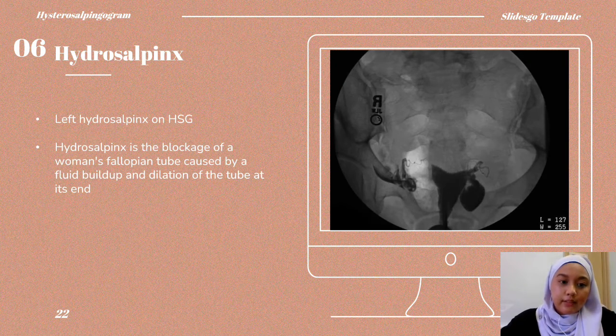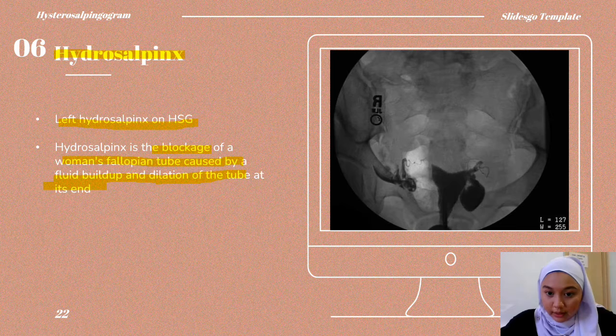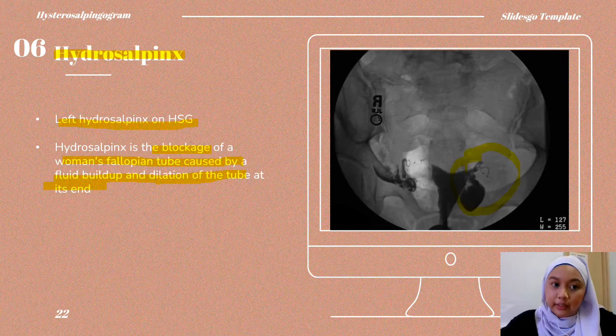And lastly, we have the hydrosalpinx, which shows the left hydrosalpinx on the HSG. Hydrosalpinx is a blockage of the woman's fallopian tube caused by a fluid buildup and dilation of the tube at its end. As you can see here, on the left fallopian tube, there's a blockage. So there's no spill of dye into the peritoneal cavity.